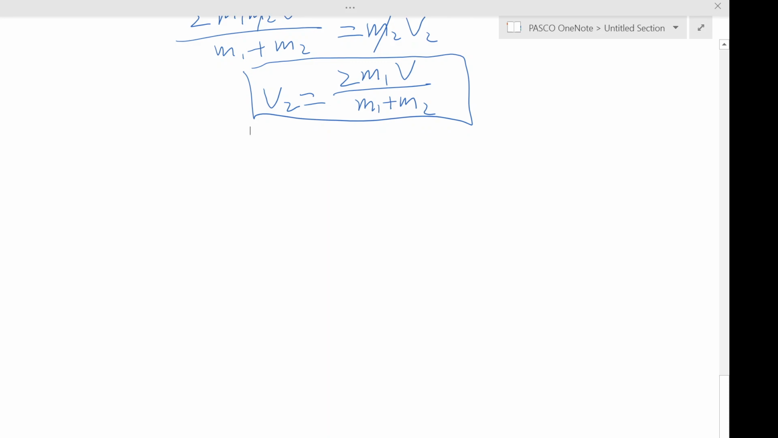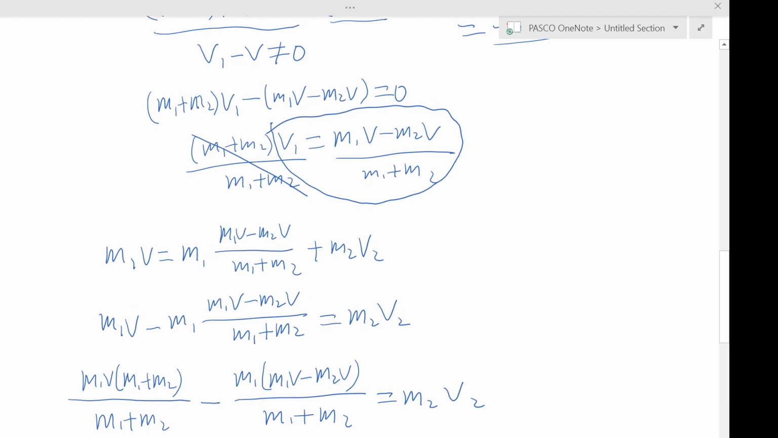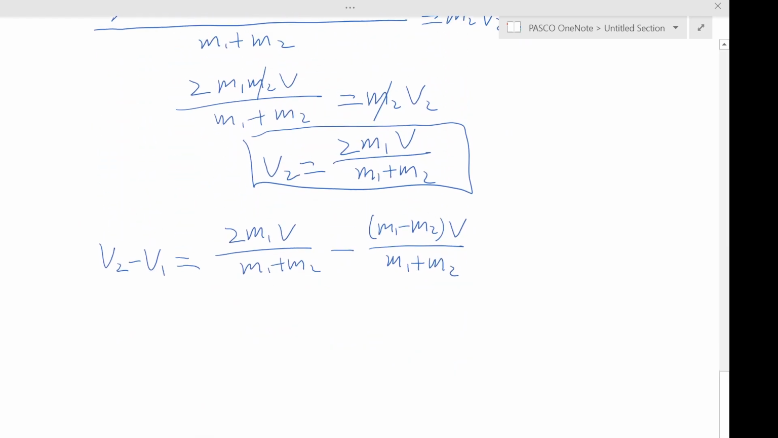All right, so v2 minus v1 is equal to 2m1v over m1 plus m2 minus (m1 minus m2)v over m1 plus m2. Again, this is v2 represented by v, and this is v1 represented by v, which we got over here.